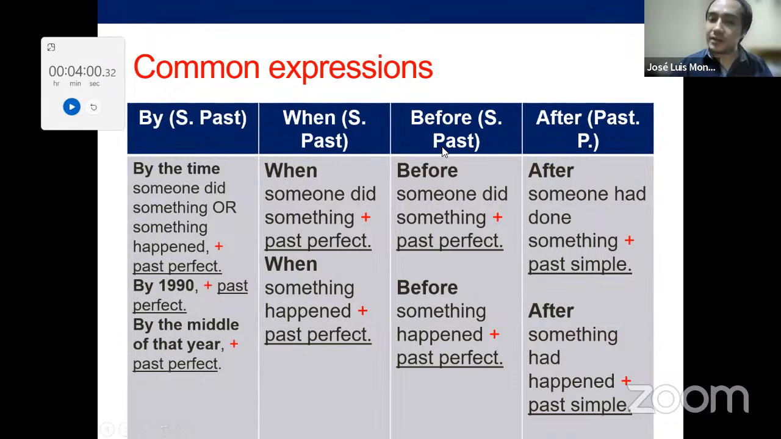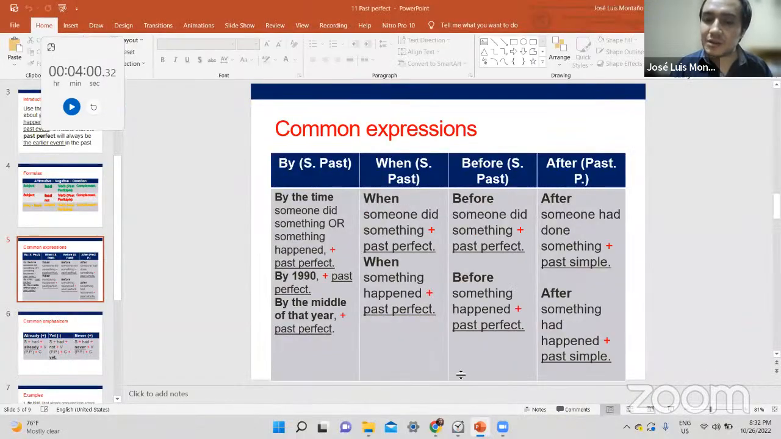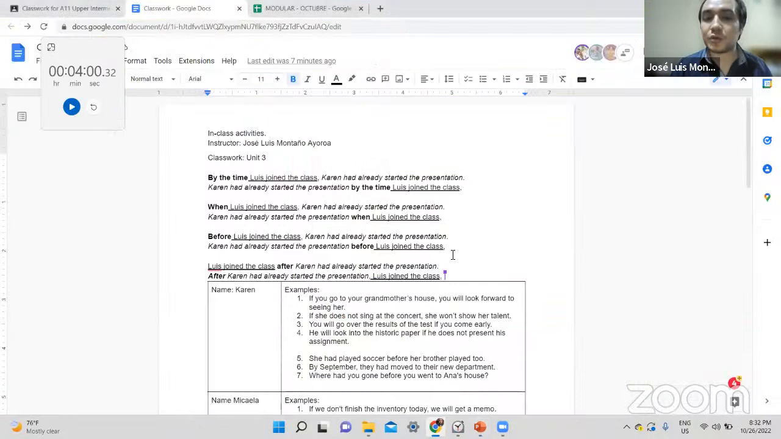All right, so again, if you analyze, this is summarized in the examples that I wrote here for you. If you understand again these examples and how they are, and as you can see here, I'm using already with the past perfect. All right, Karen had already started the presentation. So it's always better with perfect tenses.